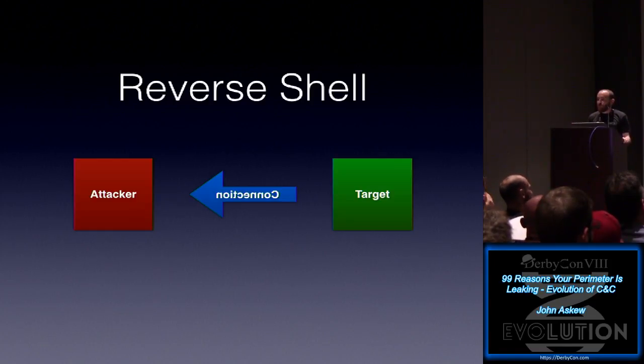So a reverse shell is almost the exact same thing as a bind shell, except the connection starts in reverse. Instead of opening up that port, the target is going to connect back to the attacker, and at that point, the connection's established. You can shuffle those bytes back and forth, send commands, get responses. Life is good. You can make the target do your bidding.